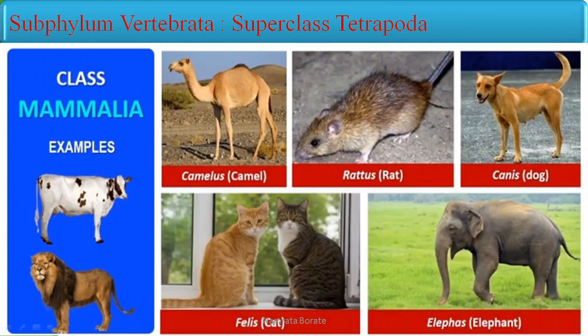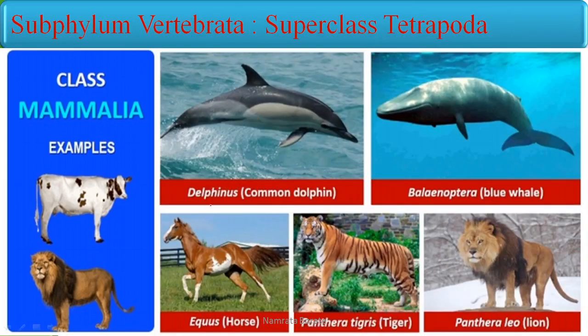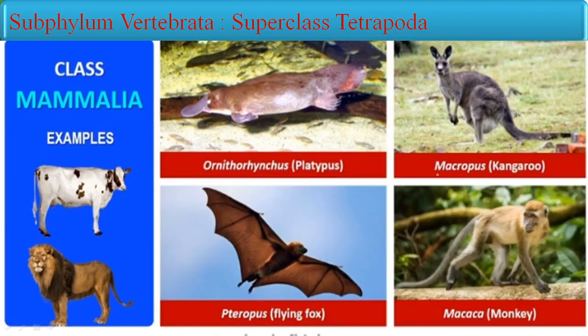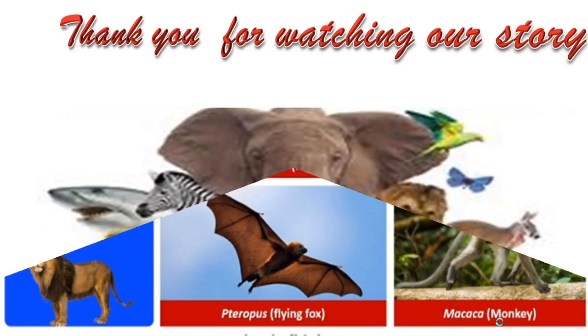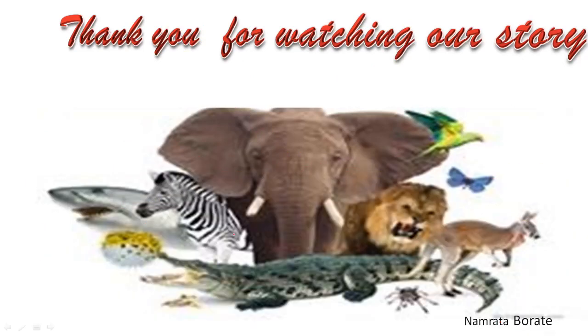Examples are camel, rat, dog, cat, elephant, dolphin, blue whale, horse, tiger and lion, platypus, kangaroo, flying fox and monkeys. All these are examples of the class Mammalia.